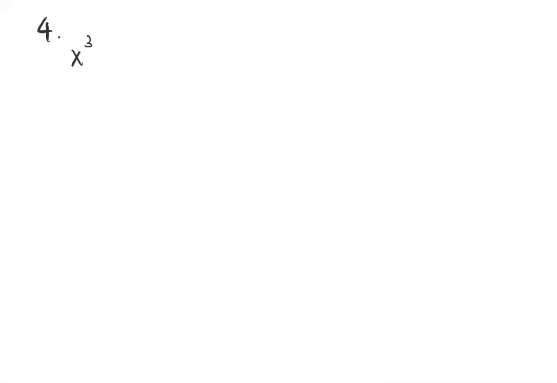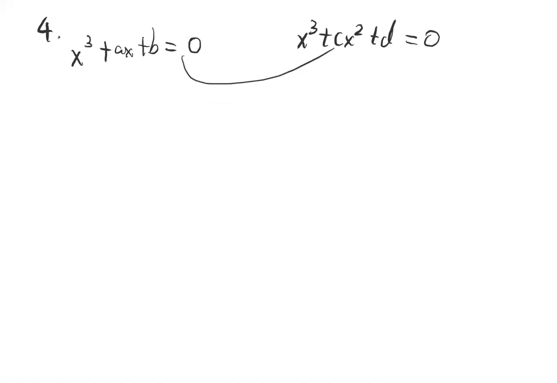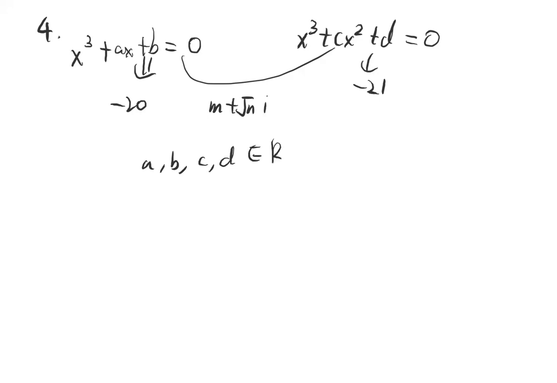this question about roots. And I believe this is a relatively easy question. So basically what happens in these 2 questions is that this one has a root of -20 and this one has a root of -21. And both of them share this root m plus n i. And by the way, a, b, c, d are all real numbers. So by the complex conjugate law or something, I forgot what it's called.